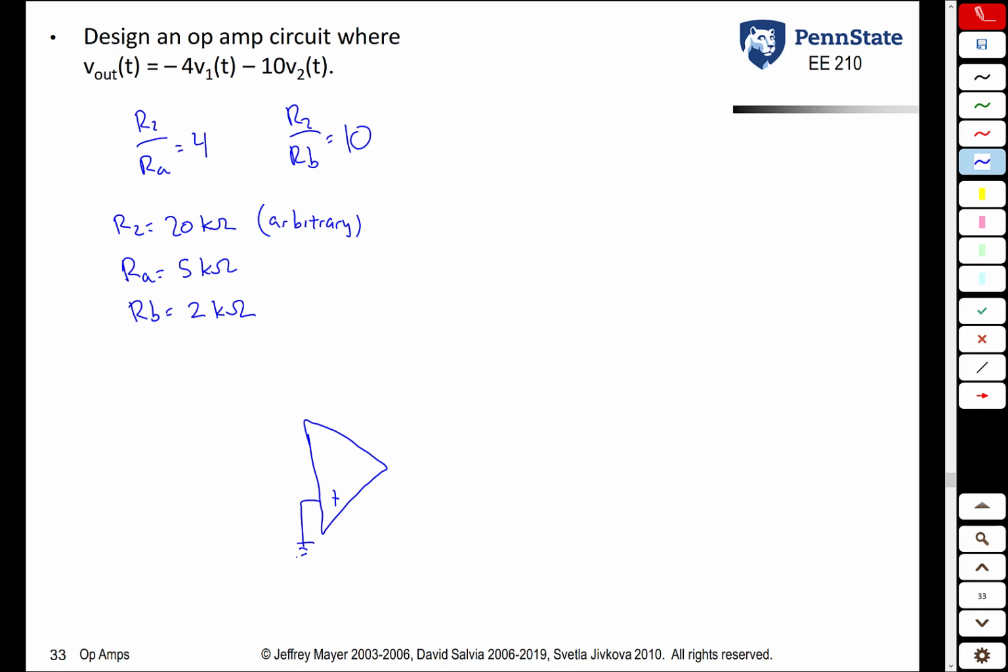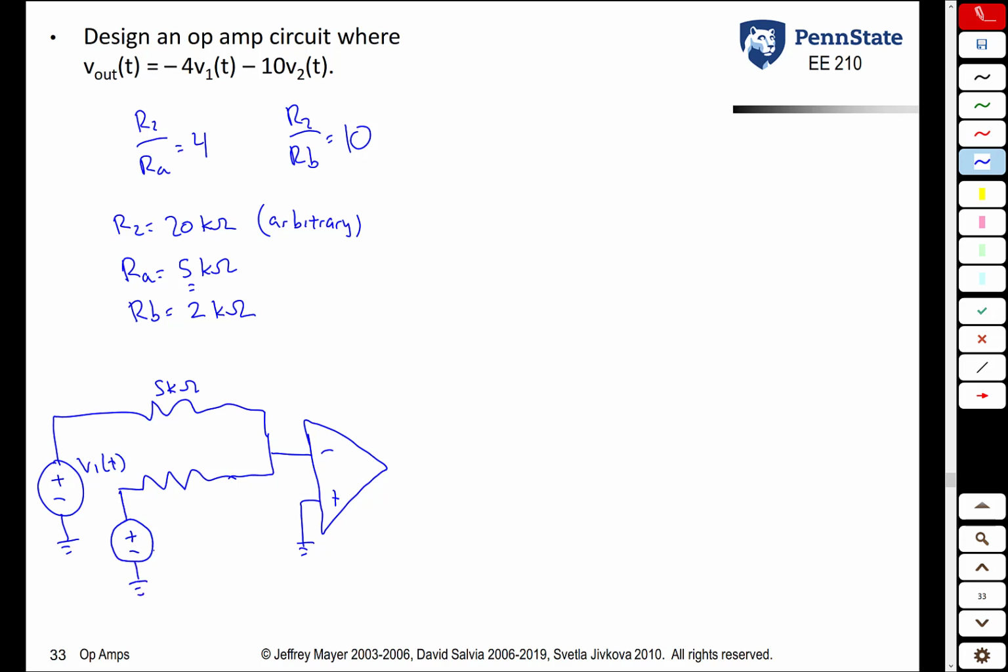We ground our non-inverting terminal. Our inverting terminal, we connect up through two resistors. One resistor is connected up to our first input, let's call it V1 of t. And that resistor is going to be a 5 kiloohm resistor. Our second resistor is connected up to our other input signal, V2 of t. Its value is going to be 2 kiloohms. And our feedback resistor in this example was 20 kiloohms.